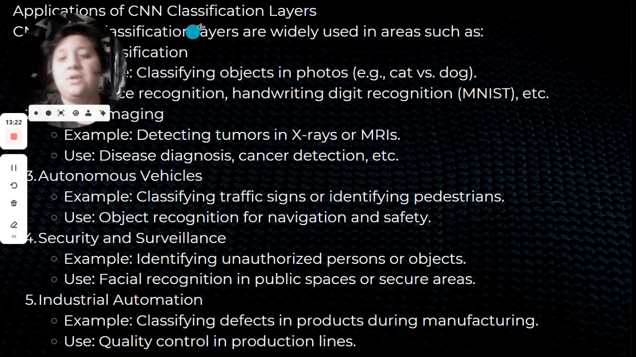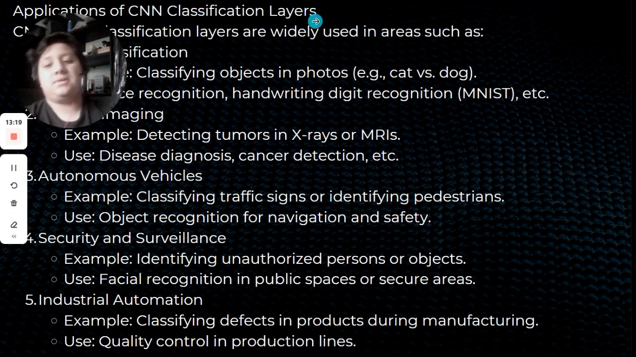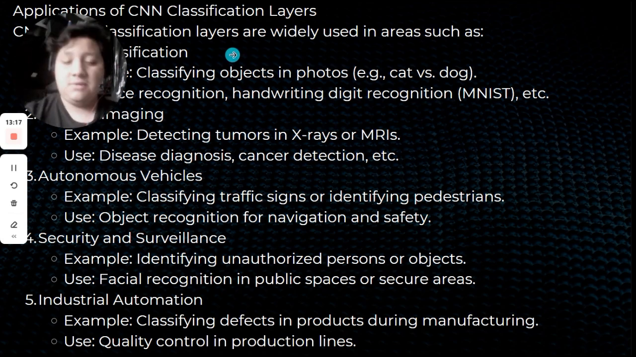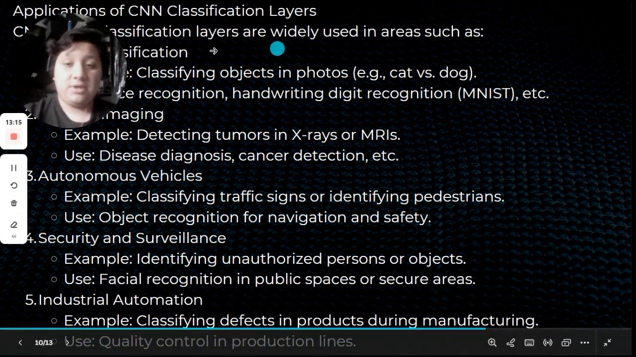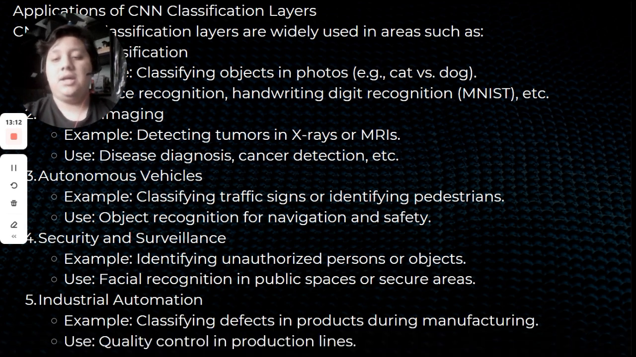An application of CNN layers. This is one of the most important things in the CNN. We're talking about image classification. One example is telling the difference between a cat and a dog photo. This is one of the most important things of this technology.